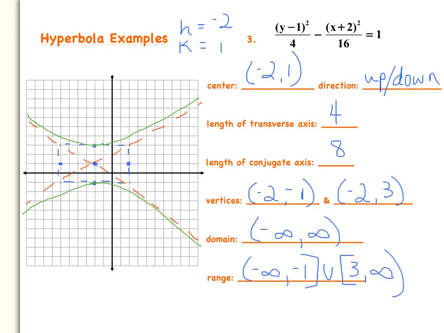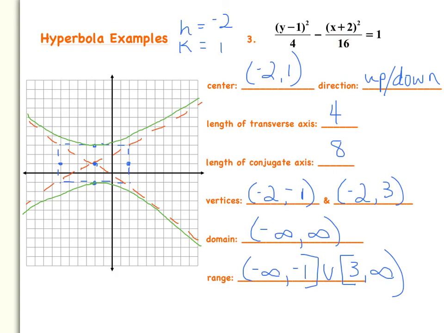So, how did you do? Well, let's go ahead and look. We've already determined our center. Did you gather that the direction would be up and down? Remember, that's because the y minus 1 squared fraction is positive, so it's up and down. So the length of the transverse axis would be the square root of 4 times 2, which is 4. The length of the conjugate axis is the square root of 16 times 2, which is 8.